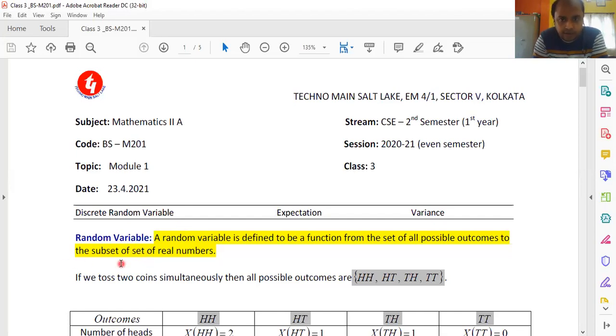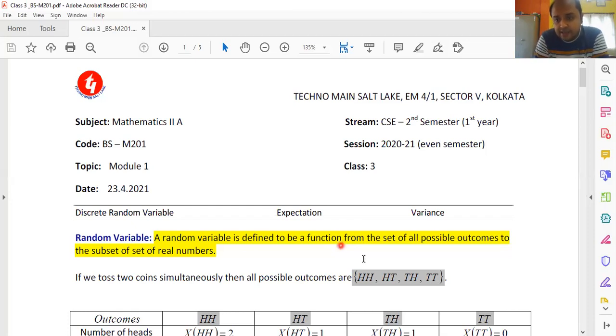Anyways, so random variable, the definition goes like this. Random variable is not a variable which takes values randomly. That is not the random variable. Rather, random variable is a function. It's defined to be a function from the set of all possible outcomes to the subset of set of real numbers, a special type of function.